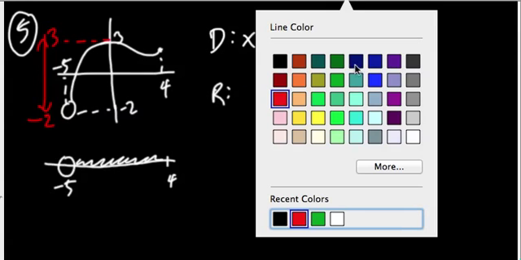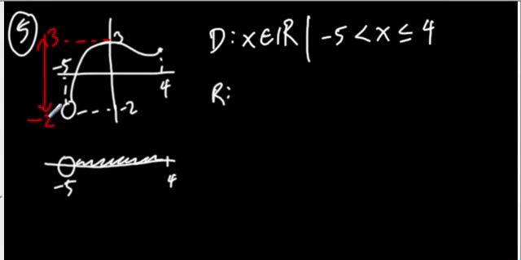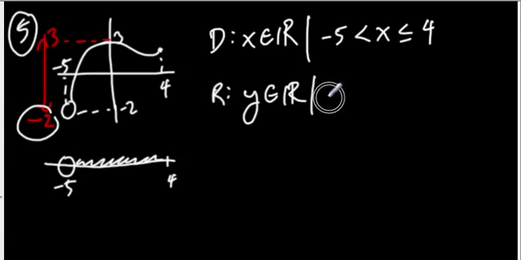So the solution here is it goes from -2 all the way to 3, but does not include -2. So y is an element of the reals right here, -2 not included, but it does include 3. Okay, that was number 5. Let's try number 6.